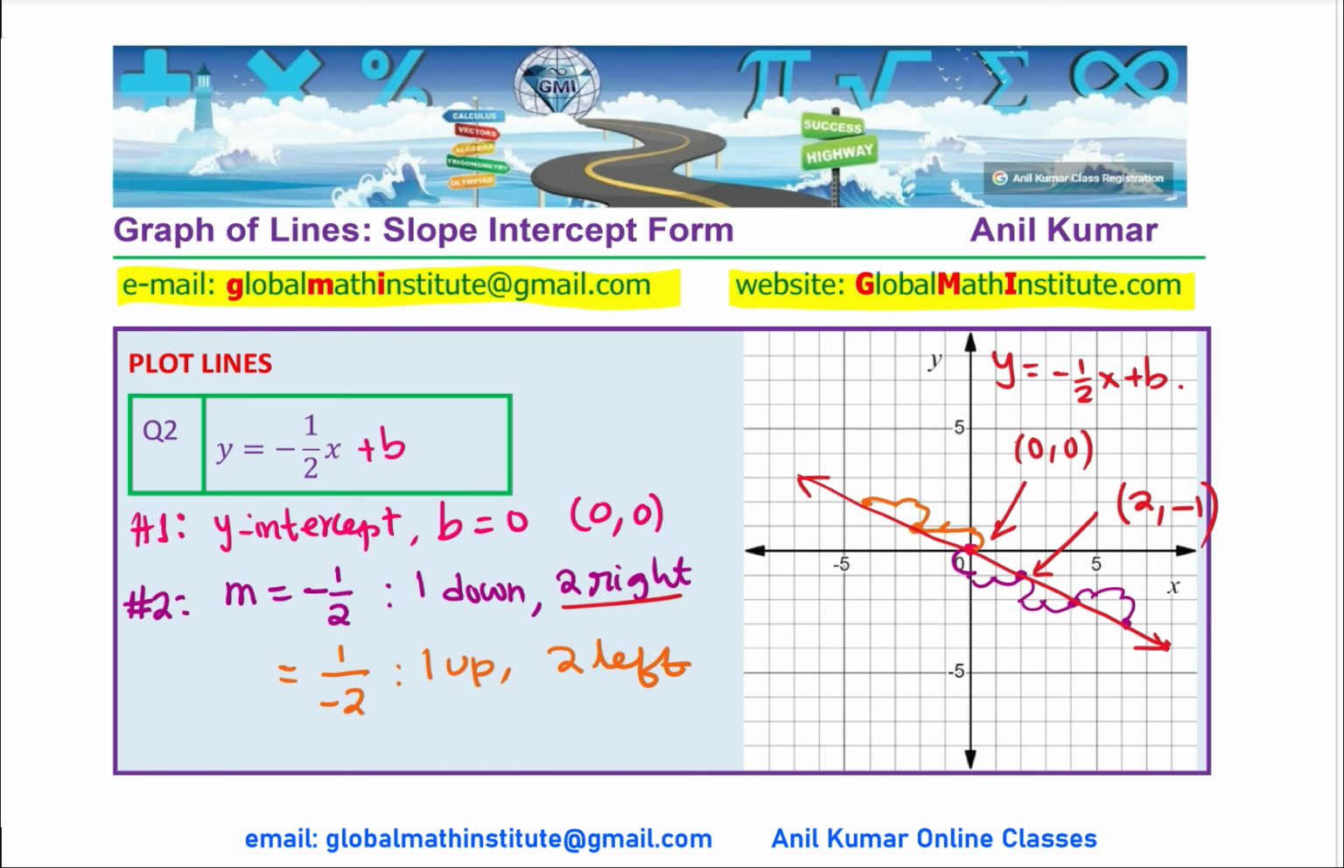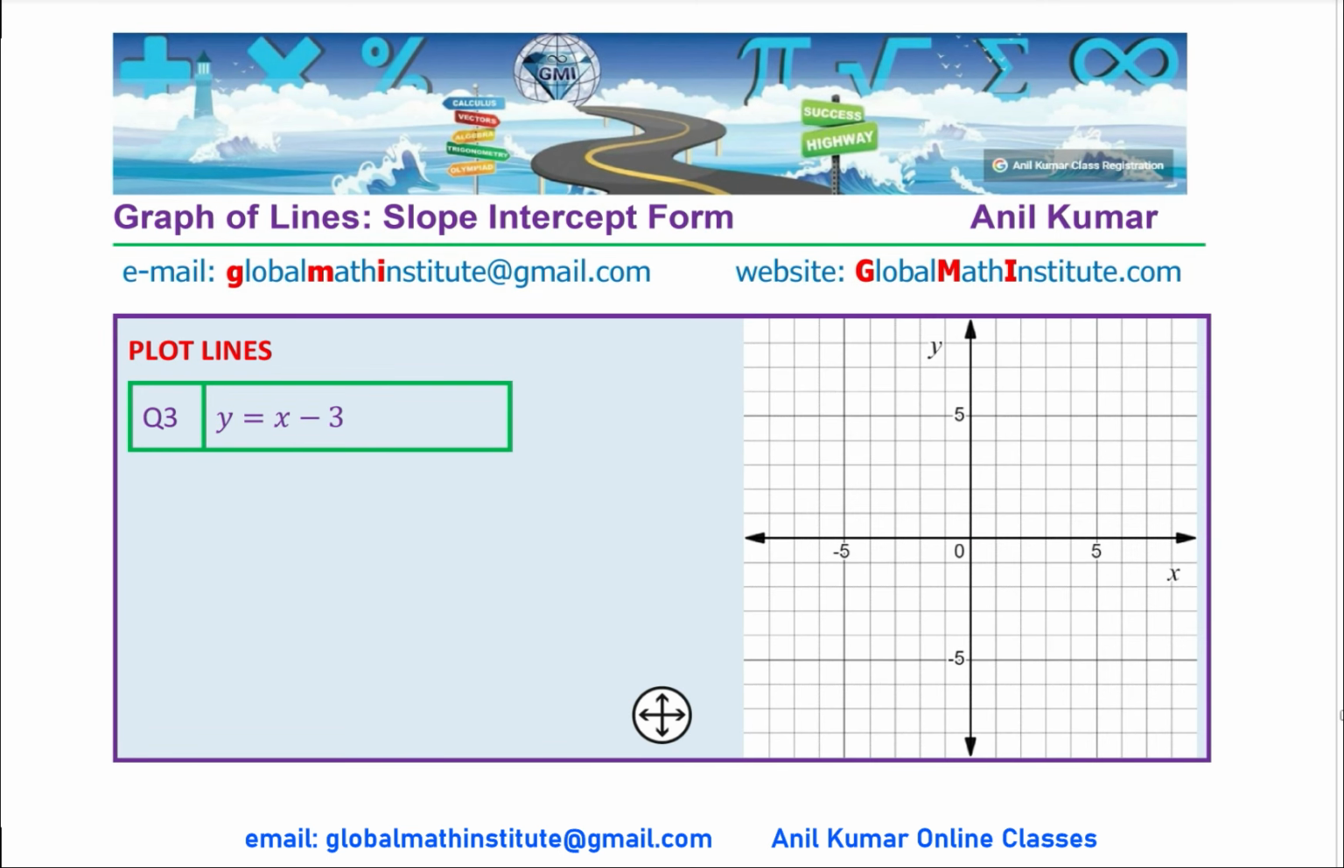Let's continue. Question number 3. Now, can you sketch the graph of y equals x minus 3? So in this, first identify what is the y-intercept. Compare with y equals mx plus b, right? So we have b equal to minus 3. And minus 3 here is 1, 2, 3. That is minus 3 for you. Clear?